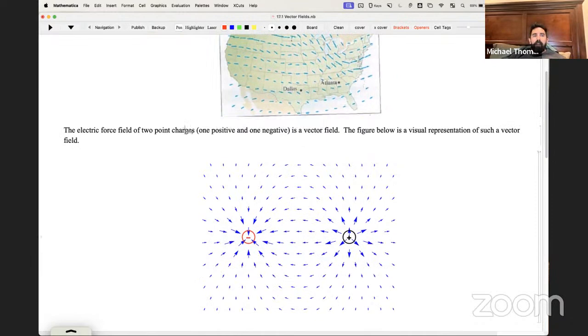Okay, here's another example. If you've studied a little bit of electric forces in physics, you might have seen something like this. The electric force field of 2-point charges, one positive over here and one negative over here, creates a vector field, and we can represent this vector field visually using something like this. You can see that the vectors are leaving the positive charge and going into the negative charge, and the vectors are longer over here, indicating a stronger electric field, and longer here, indicating a stronger electric force there, and smaller over there in the middle.